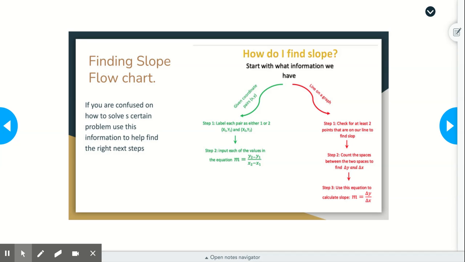So this is kind of a good way to let you know which formula you should be using. If you are given a couple of pairs of points and that is the only information that you have, you're going to be using the y2 minus y1 over x2 minus x1 slope formula. If you are given just a line on a graph and no other information aside from that, you're going to choose at least two different points that are on your line to find slope. Again, as long as they are on your line, you can clearly tell which numbers they are. So as you count over, it makes it a little bit easier. You need to find at least two.